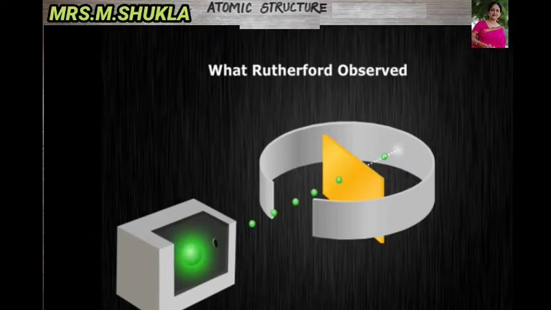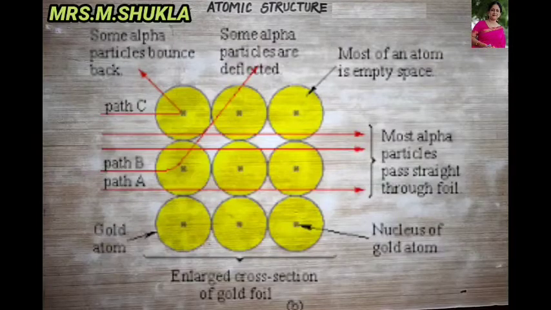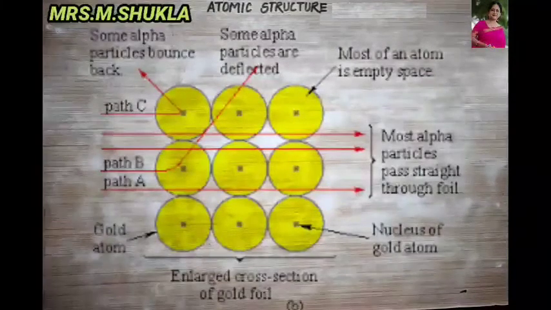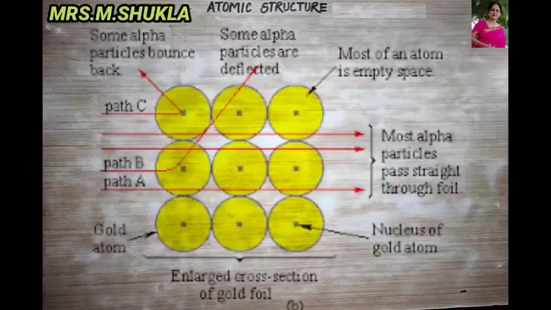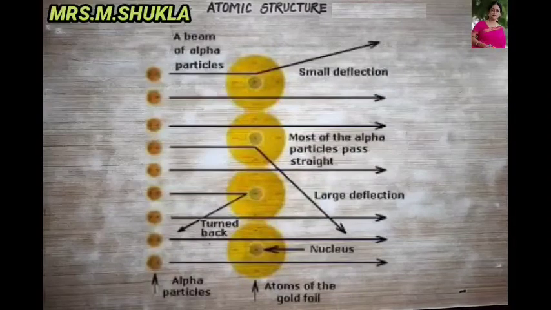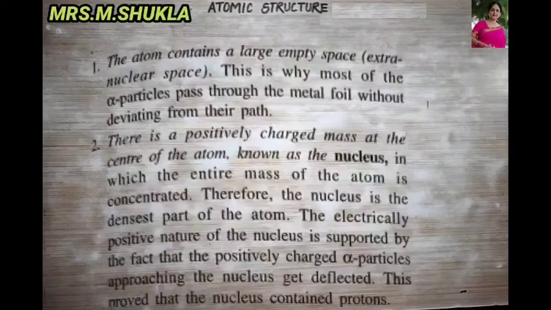And what did he observe over here? If you look at the figure, most of the alpha particles, they pass straight through the foil. Some of the alpha particles, they were slightly deflected from their straight path, and very few of them got deflected by very large angles, and they bounced back. Thus, what did Rutherford conclude?